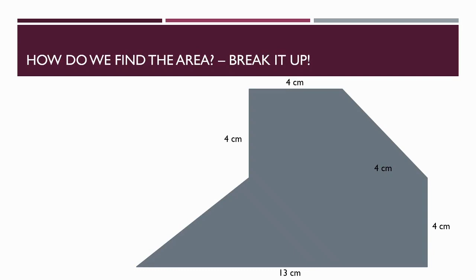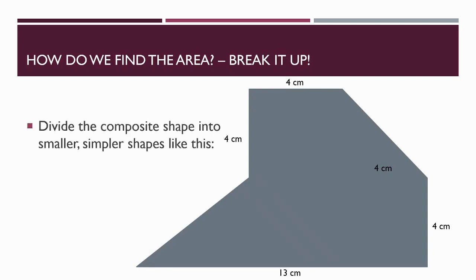How do we find the area? Break it up into smaller pieces. Divide the composite shape into smaller, simpler shapes like this. Look for the smallest number of shapes possible. In this case, we can divide our shape into 4 pieces. Here's one triangle, then a rectangle, and finally a square with another triangle. Alternatively, you could divide it up so the square was on top with a horizontal rectangle.